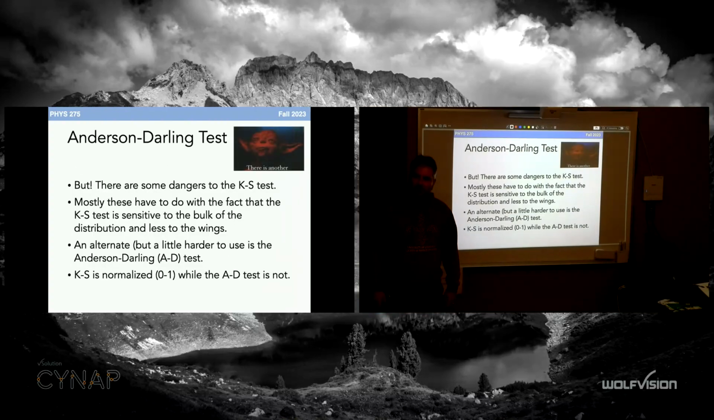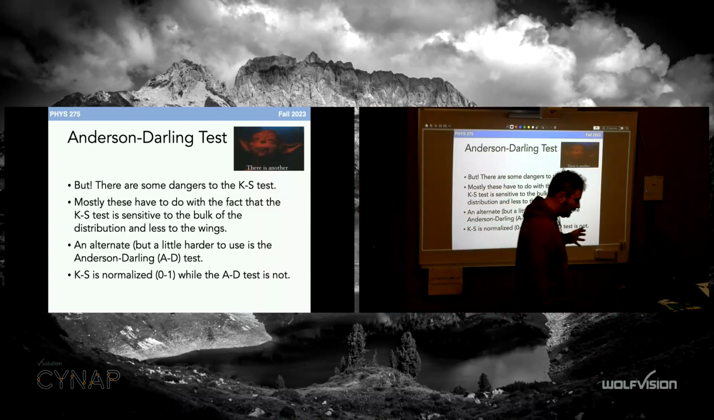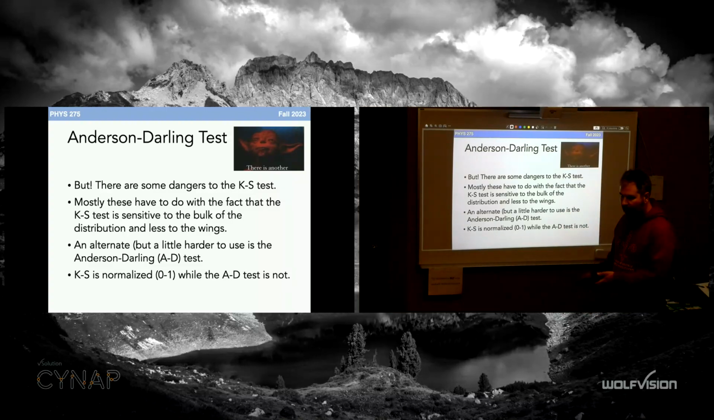as Yoda says, there's always another one. And so that is called the Anderson-Darling test. There are some dangers to the KS test. And if you befriend a mathematician, especially somebody who is a statistician, they will tell you that the KS test has some sensitivity issues, right? So it's not so sensitive to the wings of any distribution. It's really sensitive to where the bulk of your data sits.